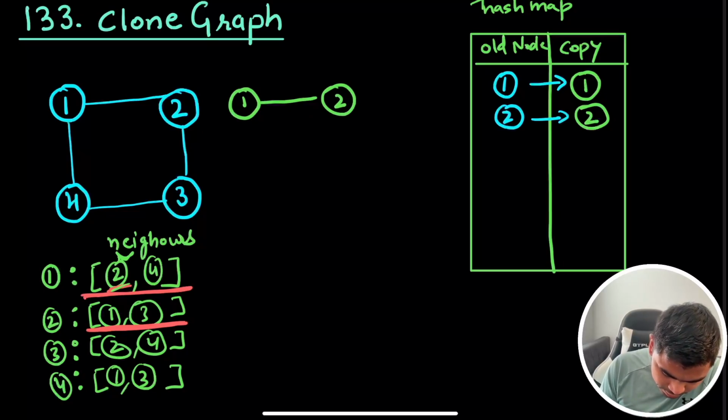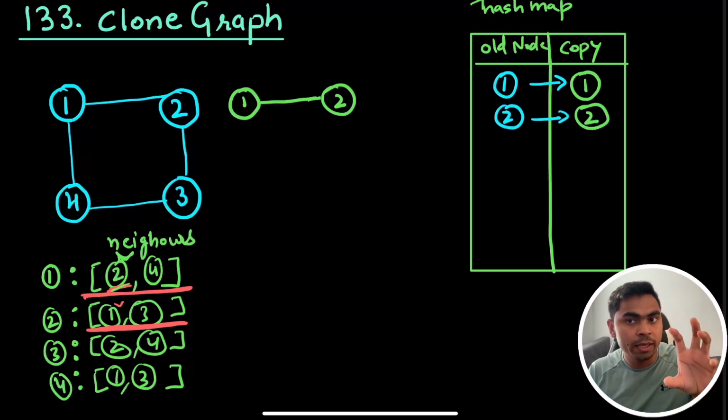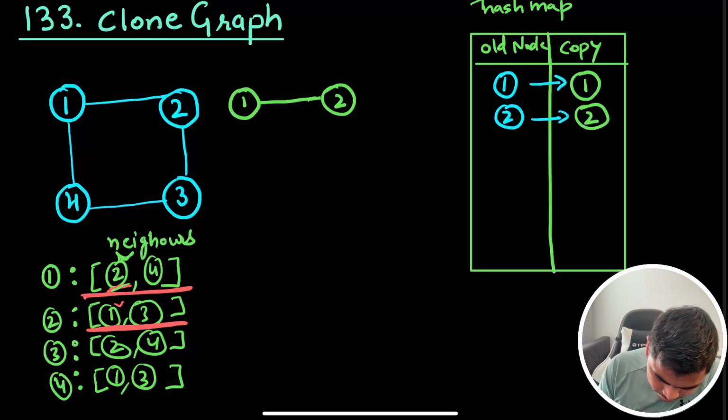I'm going to start visiting, but I see that 1 is the neighbor of 2. It's already present in my hash map. So I'll attach that copy. There is an edge going from 1 to 2, so 2 is in 1's neighbors, but then I'm adding 1 also, the clone, as a node into 2's neighbors. So I will add that.